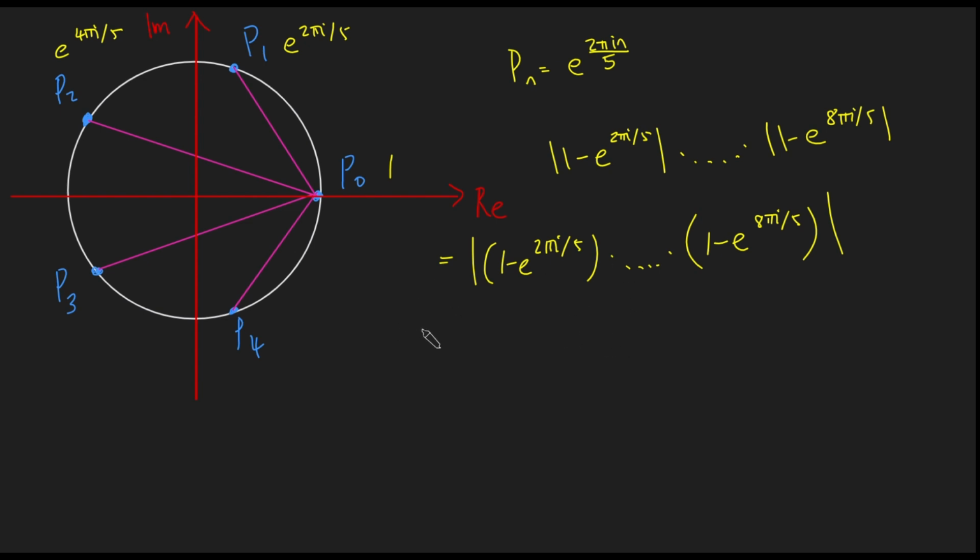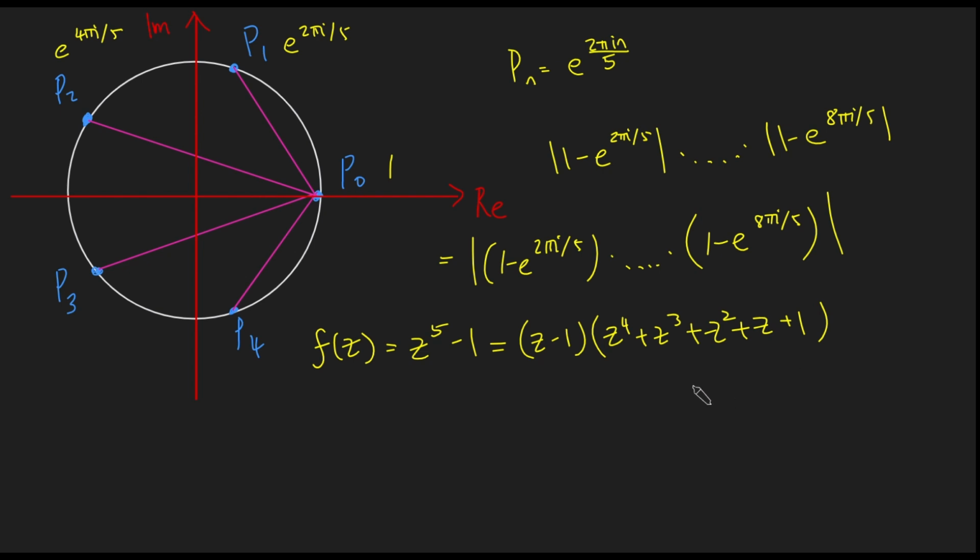Well, what we can do is consider this polynomial f of z. And f of z is just going to be z to the 5 minus 1. Now, what do we know about this? Well, firstly, each of these complex numbers here are roots of this equation, because if you plug in e to the 2 pi i n over 5 into this, you're going to get e to the 2 pi i minus 1, which is 1 minus 1, which is 0. So that means that each of these are roots of this, but also we know how to factorize it. So this is z minus 1 times z to the 4 plus z cubed plus z squared plus z plus 1. And if you don't believe me, you can just check by expanding that.